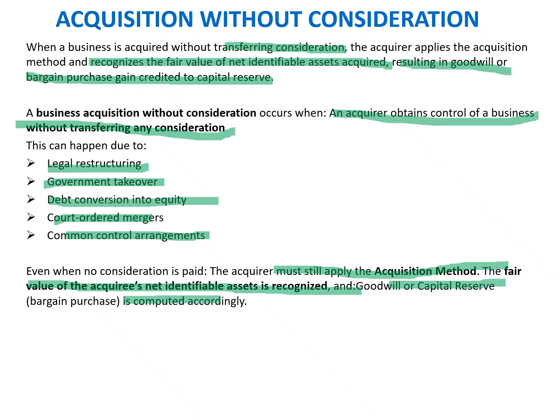The fair value of the acquiree's net identifiable assets is recognized, and the goodwill or the capital reserve is computed accordingly. So this simply says that even if we have acquired the business without consideration, it does not stop us from doing the accounting as per the requirement of Ind AS 103. So we have to apply the accounting as per Ind AS 103, irrespective of whether consideration has been paid or not. So I'll move to the next slide.